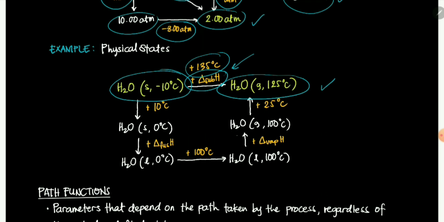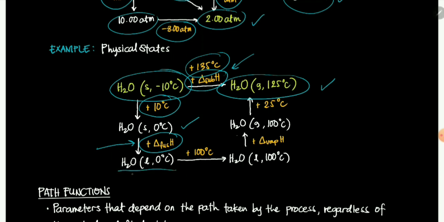So, pwede kang ring magkaroon ng path na puro reversible yung process. So, ibig sabihin, isang parameter lang yung change mo per step. So, for example, mag-add muna ako ng 10 degrees Celsius. So, magiging solid siya at 0 degrees Celsius muna yung ating water. Tapos, i-melt natin yung water using the fusion enthalpy or the enthalpy of fusion. That's the energy required to convert a solid to a liquid at constant temperature.